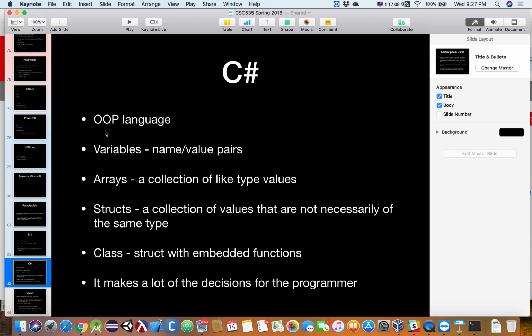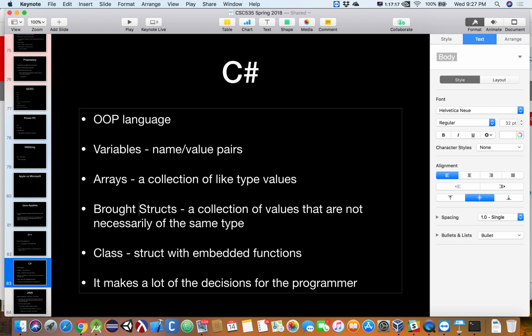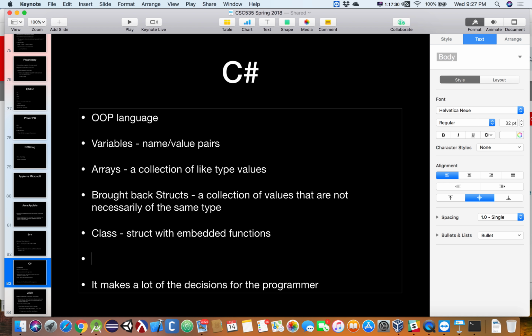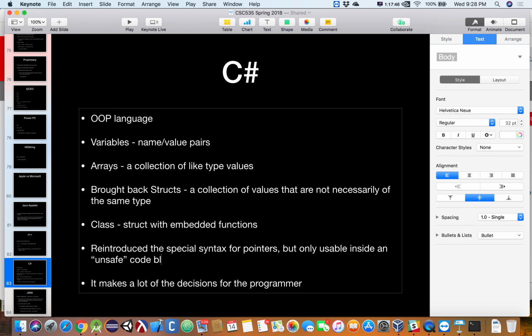All right, right here. C Sharp, object-oriented language, still has variables, still has arrays, brought back structs. Remember we talked earlier that Java got rid of structs, which maybe wasn't quite well thought out. Has classes, reintroduced the special syntax for pointers, but only usable inside an unsafe code block. So basically C Sharp said, hey, we know that some of you miss being able to work directly with memory in Java. So we're going to let you work directly with memory, but before we let you do that, you're going to have to prove to us that you are willing to take responsibility.